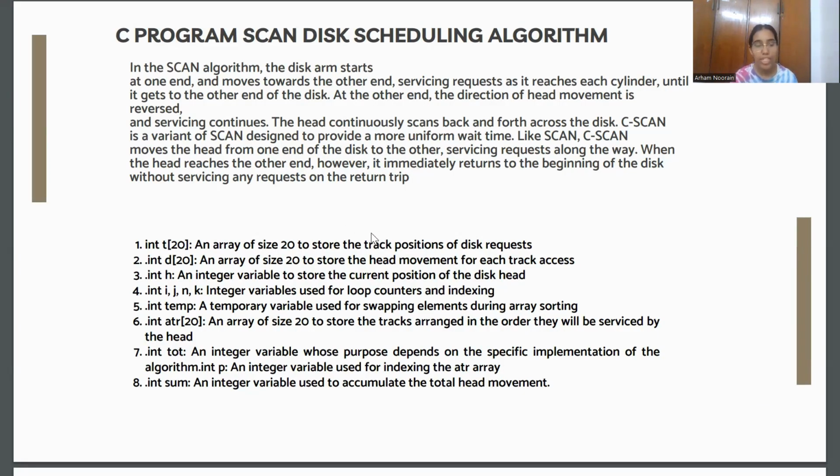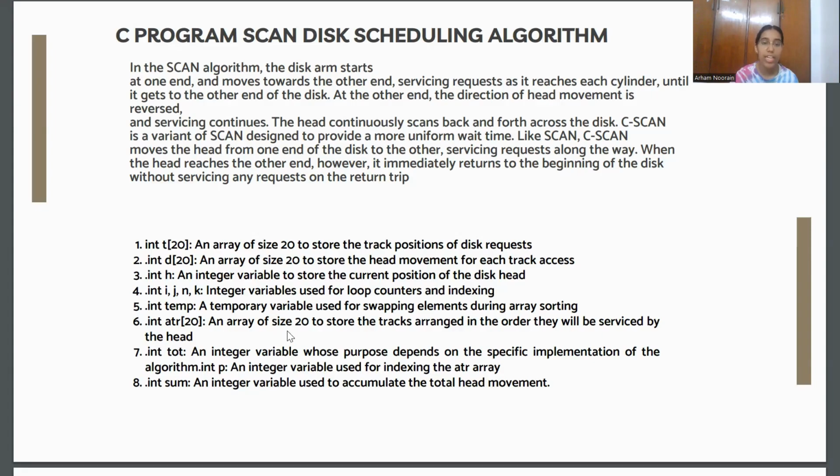Here in the program, the initialization is given as int T[20], an array of size 20 to store track positions of disk requests, int D[20], an array of size 20 to store the head movement of the tracks. Int h is where the current position of the disk head is pointed. Int i, j, n, and k are loop counters and indexing. Int temp is a temporary variable used for swapping elements during array sorting.